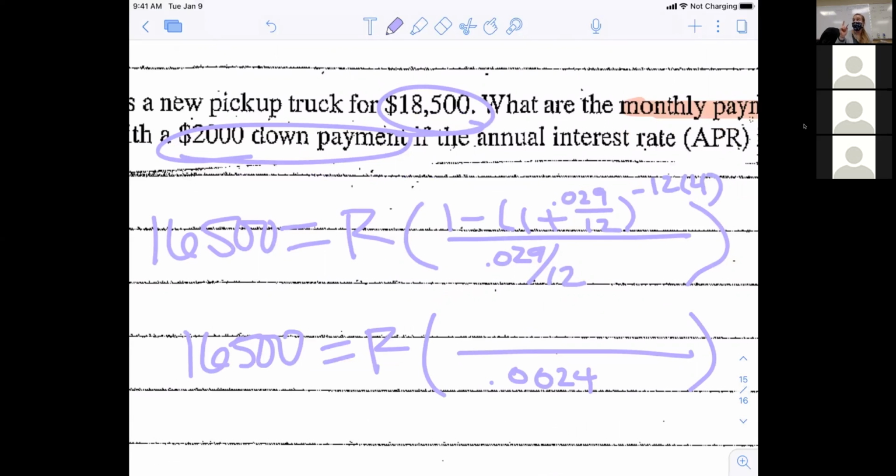Now, if I go on top, I'm going to start with the parentheses. I'm going to do my 1 plus 0.029 divided by 12. And that gives me 1.024. I'm going to raise that to my power, negative 12 times 4, which is negative 48. And I'm just going to keep going in my calculator because I'm going to do 1 minus that number. So in my calculator, I've got 0.89. I'm going to do 1 minus that number. So I on top get 0.1094.